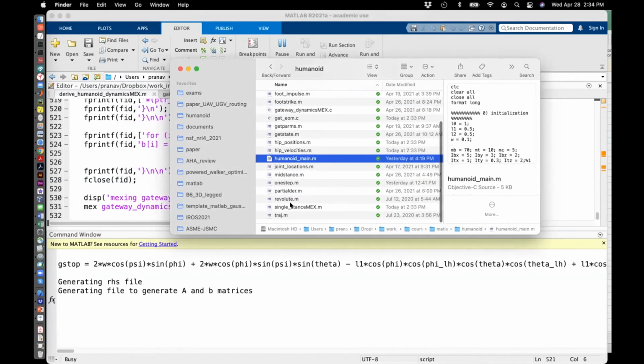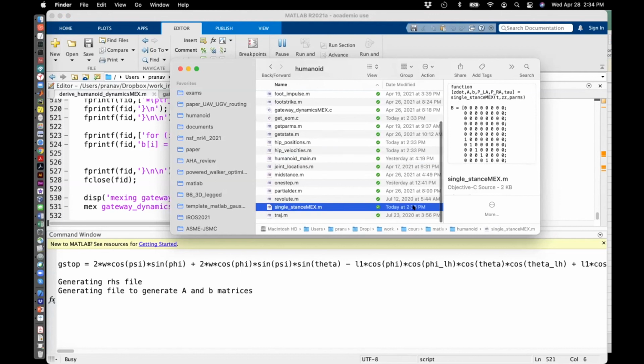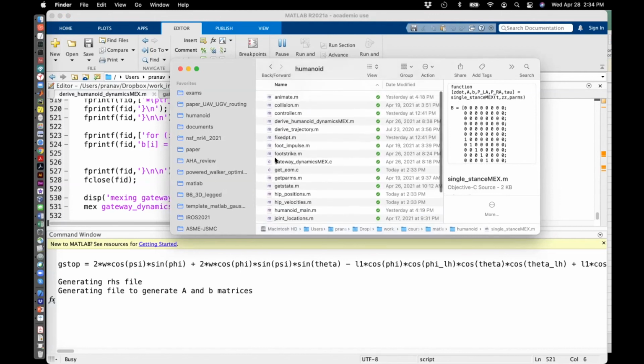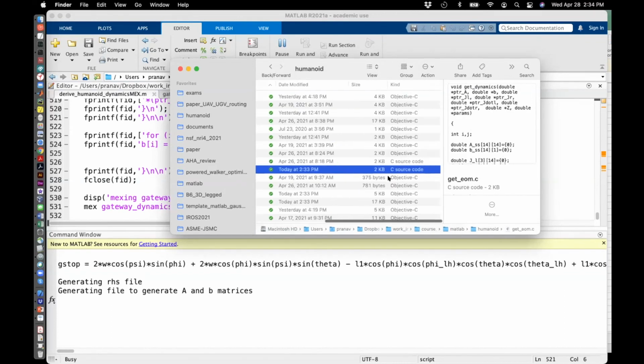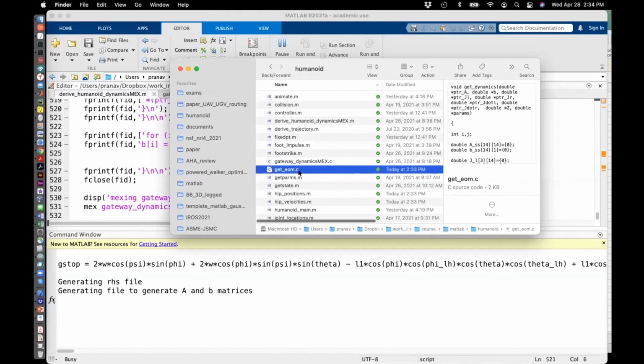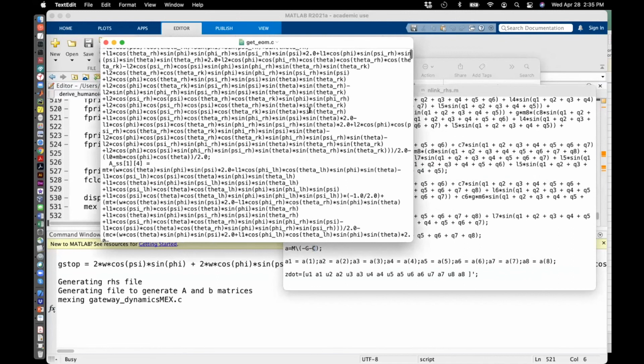So you see it's generated a single stance file just now. It's actually started to generate the EOM file. It's only 2 kilobytes long for now. It's probably writing it down. You can see it making progress here. It's done. So it's all done.